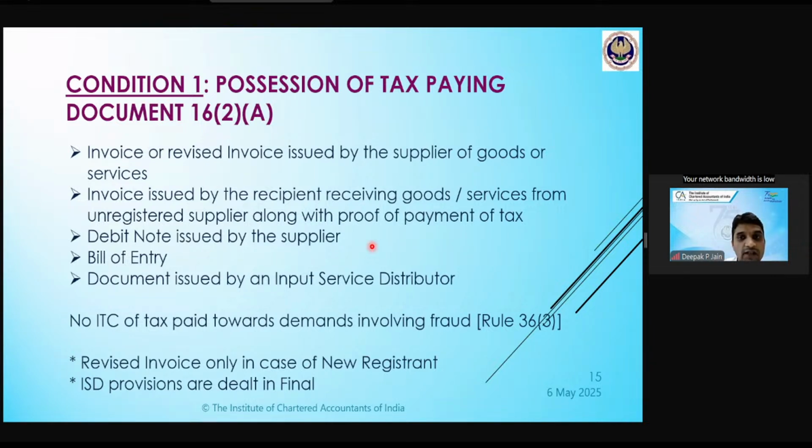Got it? So these are the documents for satisfying the first condition. If any one of these documents is there, on this basis, we can claim the credit. There was one question.